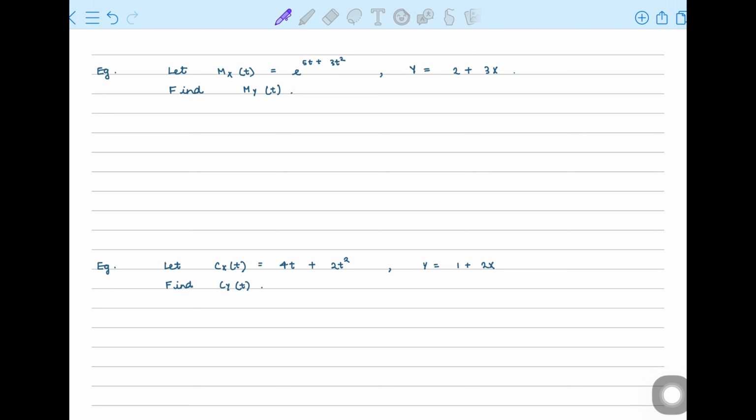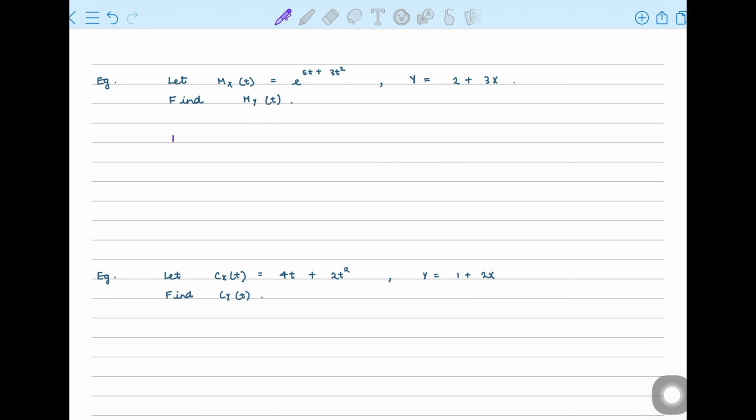To conclude this topic, let's solve one numerical from each of the MGF and CGF. Starting with the first example, we have the moment generating function of x given as e to the power 5t plus 3t squared, and y equals 2 plus 3x. Find the MGF for the random variable y.